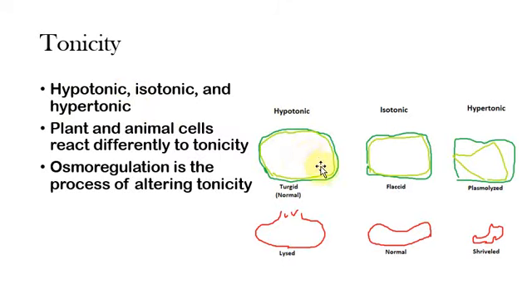Hypotonic means that the solute concentration inside the cell is greater than outside of the cell. In other words, water will want to travel by osmosis into the cell, thus making the cell swell up larger and, in some cases, lyse or break open. An isotonic environment is one in which the solute concentrations are equal inside the cell and outside the cell. And a hypertonic situation is where the solute concentration is actually greater outside of the cell rather than inside the cell.